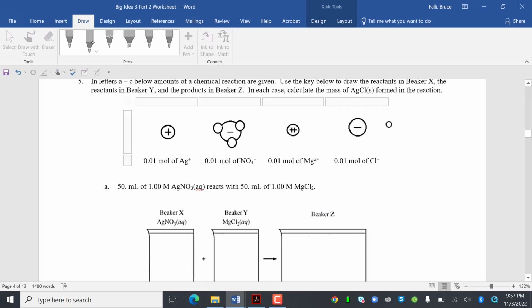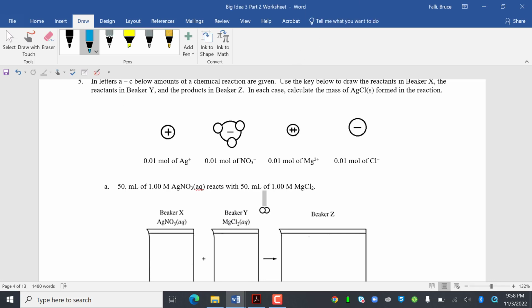So we do know that the precipitate is AgCl, so that's all that we care about. Okay, so all we care about is AgCl. So I'm going to look for Ag positive plus Cl negative yields AgCl, and that's what I'm looking for. Okay, I don't care about the rest of the stuff.